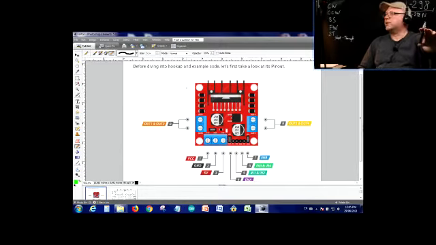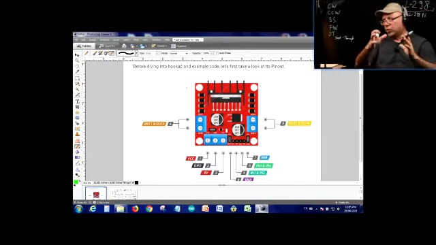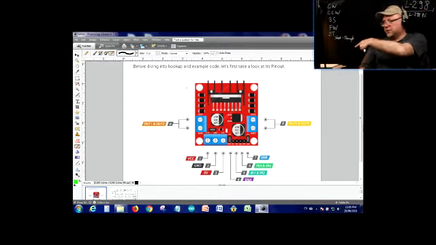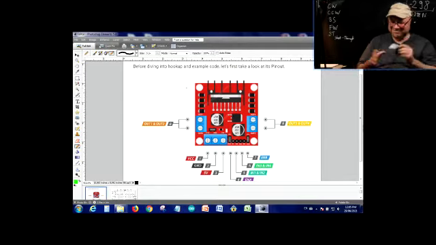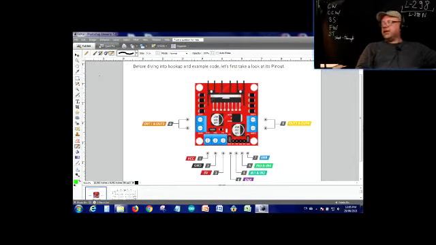L298N. So the L298N is the integrated circuit. The L298 motor H-bridge driver is the whole board, right? The one that I'm pointing to right now. Yeah, that one there. Okay, so that's what it looks like. So this is the whole L298.